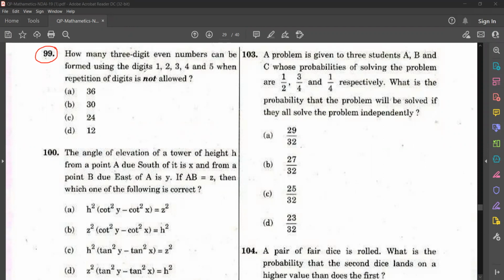How many three-digit even numbers can be formed using the digits 1, 2, 3, 4, and 5 when repetition of digits is not allowed? You have to find how many three-digit even numbers you can form from the digits 1, 2, 3, 4, 5 when repetition of digits is not allowed. Please try, all of you. Once you get the answer, comment it. This is a very easy question.